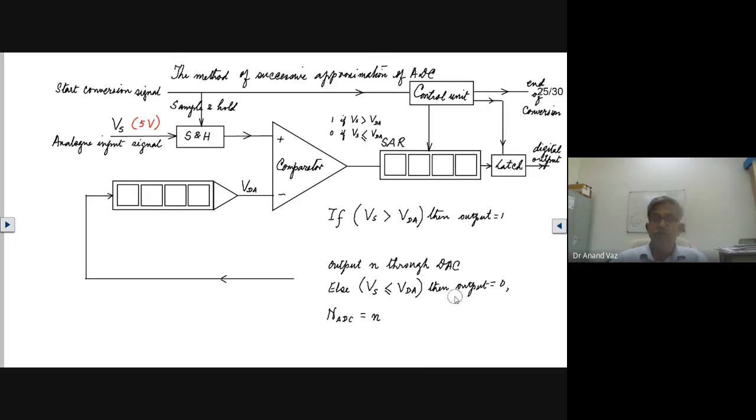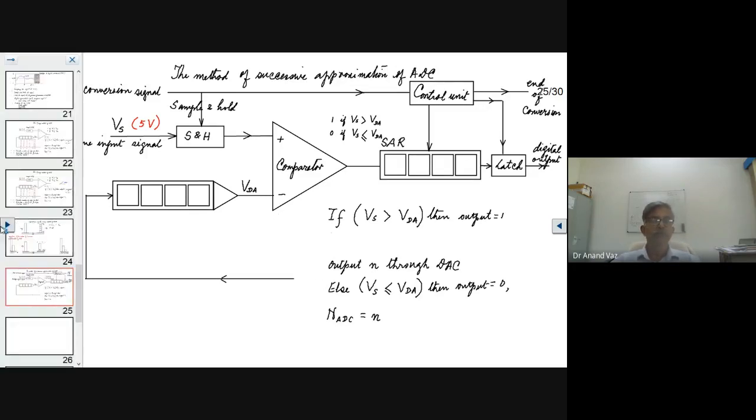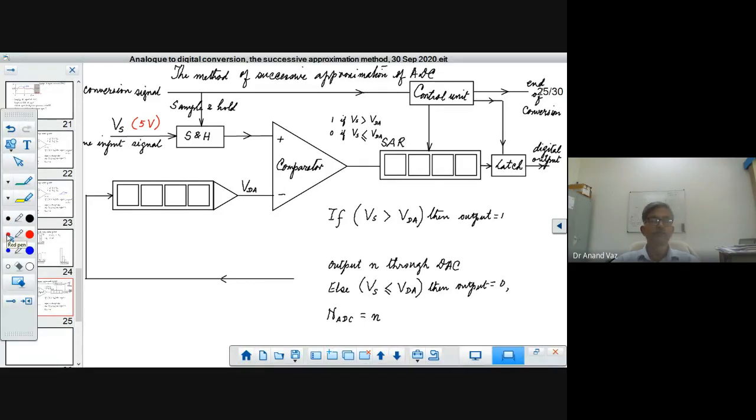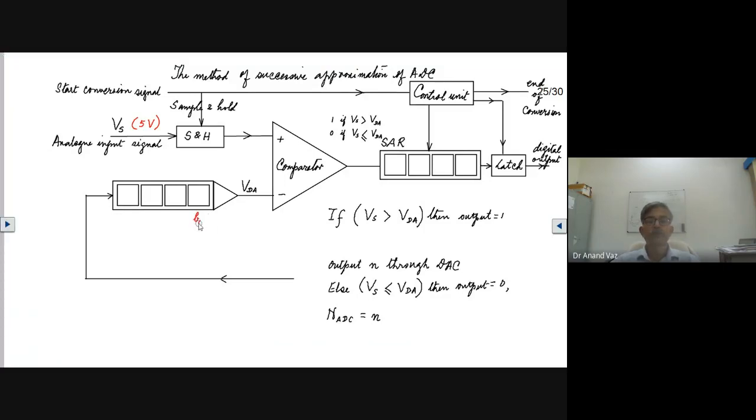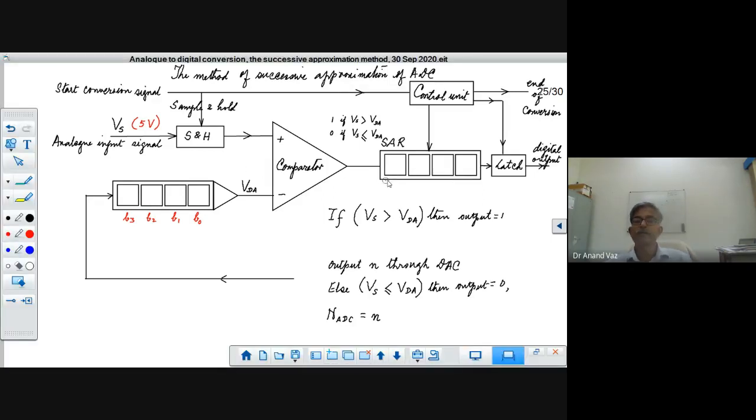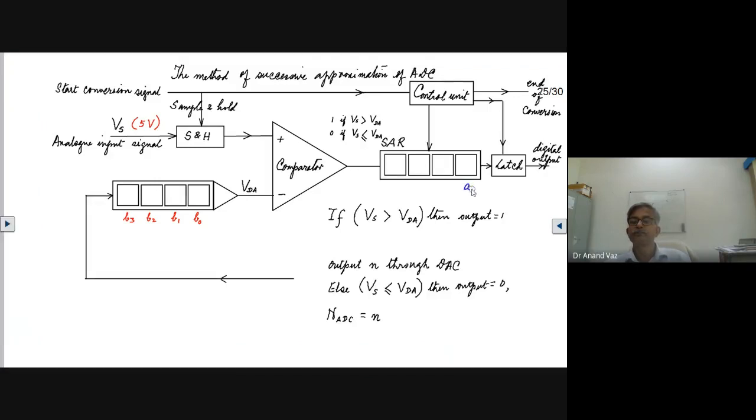So let us write down the steps. What happens? We start with the most significant bit. Let's designate the bits also. Let's say this corresponds to B0, this is B1, this is B2, and B3. And this is, let's say, A0, A1, A2, and A3.